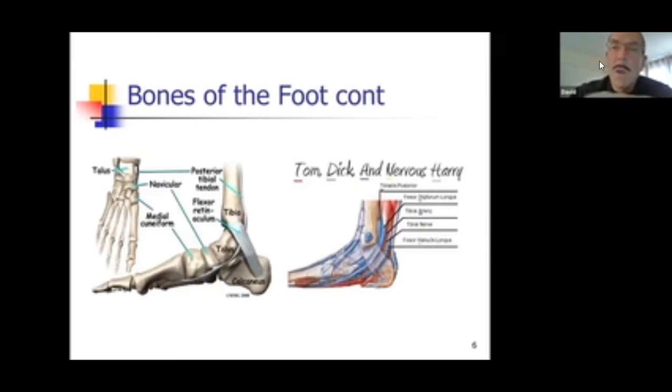Obviously, when we look at the structures in and around the foot itself, we need to look at not just the bones of the foot, but the actual tendons that support the arches.